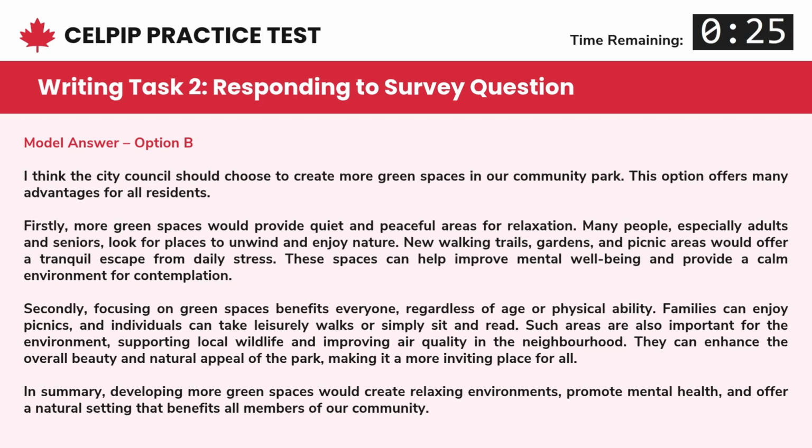You can also spot some useful, slightly higher level vocabulary, like tranquil, to describe peaceful areas, and enhance when talking about improving the park's appeal. These words add quality without being too difficult. When you write your own answer, remember to state your preference clearly at the start. Then, develop at least 2 main reasons, using separate paragraphs for each, and connect your ideas with simple linking words.